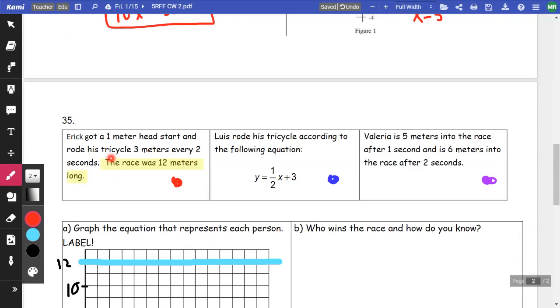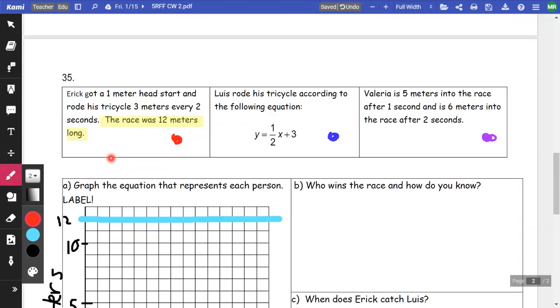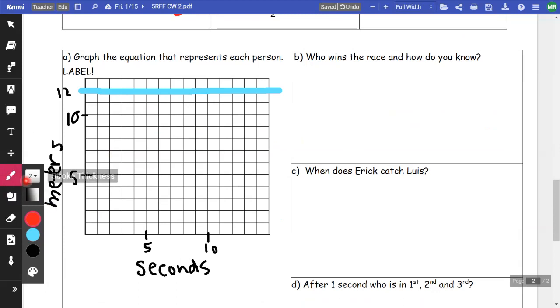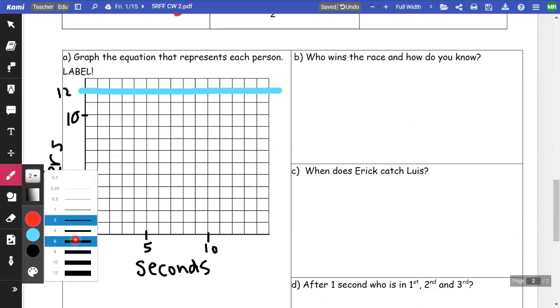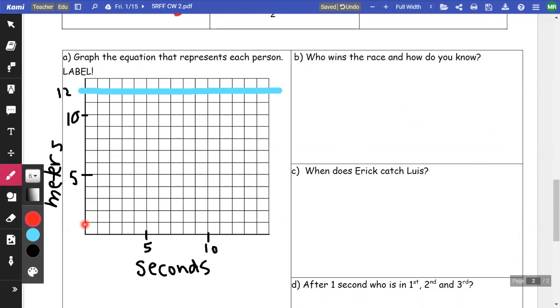Eric got a 1 meter head start and rode his tricycle 3 meters every 2 seconds. So he got a 1 meter head start, so he's going to start here, 1 meter. And he went 1, 2, 3 meters every 2 seconds. I would do it until I get beyond that line.